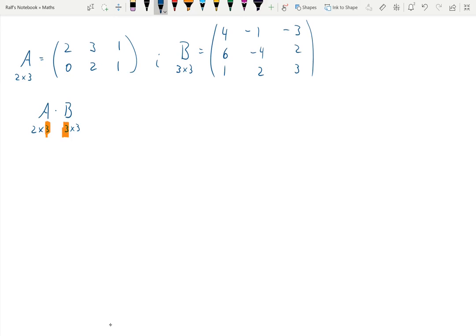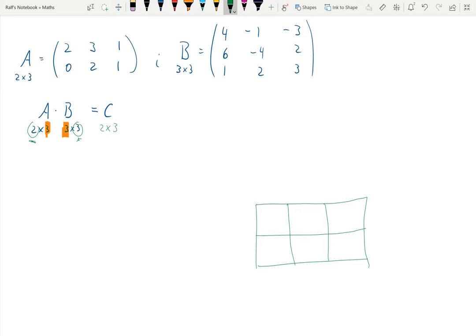So the result of this is going to be, we'll call that a matrix C. And what dimension will it have? Well, the dimension of the result will be a 2 by 3 matrix. So it will be these two outer dimensions which determine what the dimension of the result is. So we already know we are expecting a 2 by 3 matrix. And actually, this is a great way to start. Draw a 2 by 3 matrix. So we know we need to end up with 6 values here.